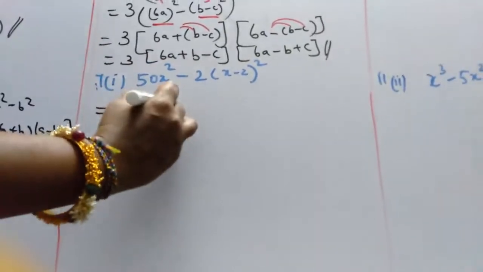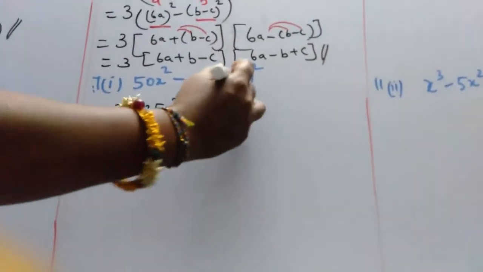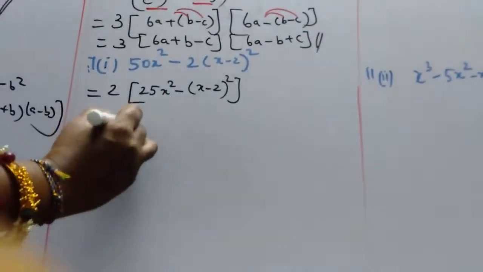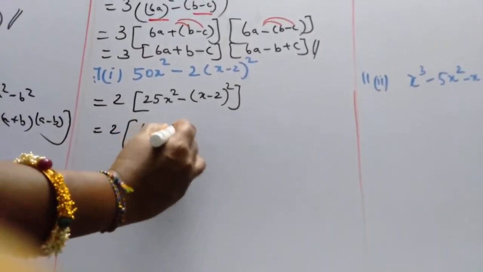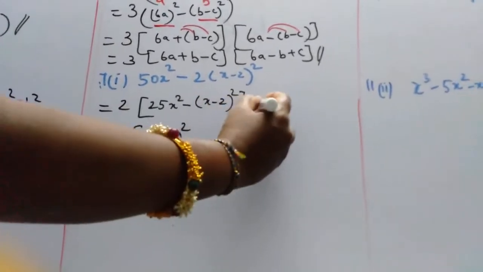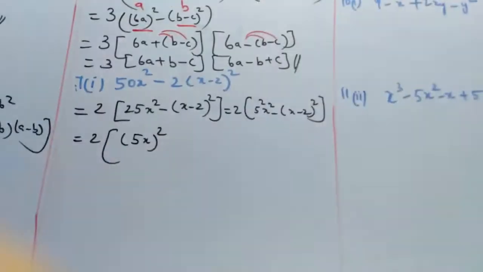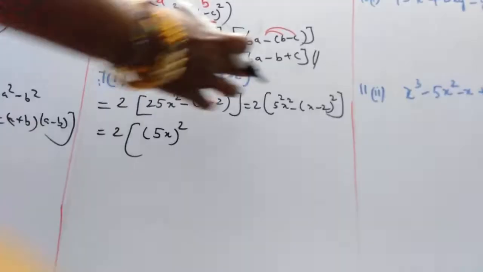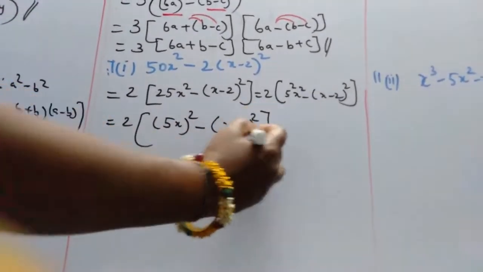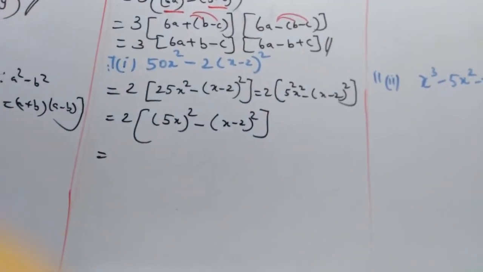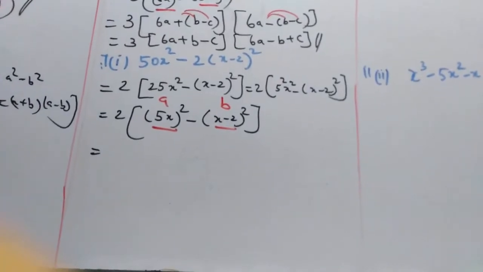And 50 by 2 becomes 25x square, minus 2 by 2 becomes 1, then 1 into that is (x minus 2) the whole square. This can be written as, 25 is the square of 5, so it can be written as (5x) the whole square. This is equal to 5 square x square minus (x minus 2) the whole square. So this can be written as (5x) the whole square minus (x minus 2) the whole square. This is again in the form a square minus b square. Here a is 5x and b is x minus 2.